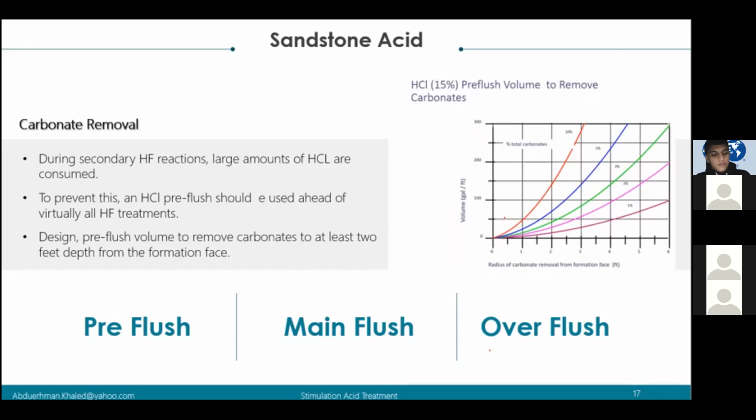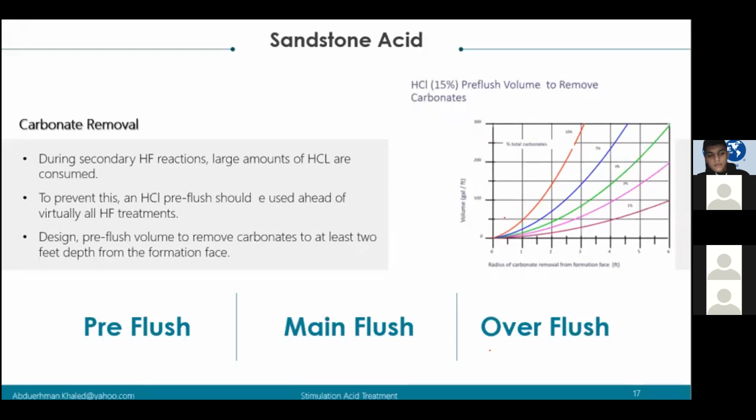For example, if there is 3% of carbonate, you will need to inject about 50 gallons per foot. While if you have more than 10%, you had better treat it as a carbonate rock rather than a sandstone, because the volume would be more than 250 gallons per foot, and it goes off the scale, and this is not going to work. So it depends on the percentage of carbonate; you will need a volume of hydrochloric acid ahead of the mud acid.